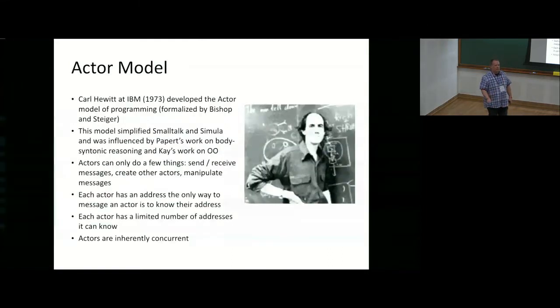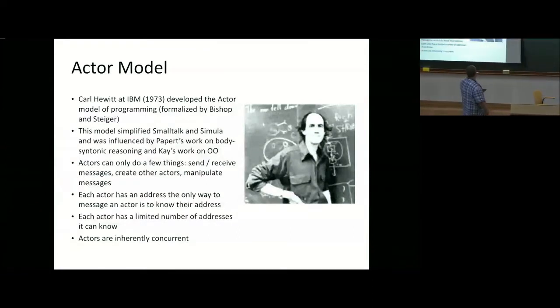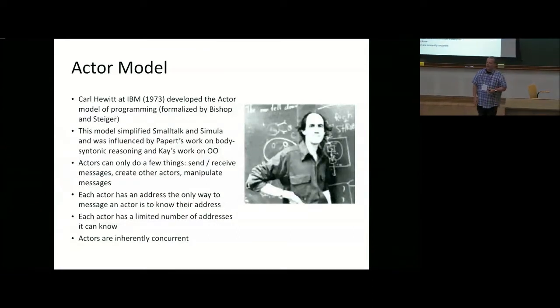I think it's important to mention a couple more strains of thought that led to agent-based modeling. So a guy named Carl Hewitt at IBM developed the actor model of programming, which was eventually formalized by Bishop and Steiger. This model simplified Smalltalk and Simula. It was influenced by Papert's work on body syntonic reasoning at the same time, and Kay's work on object-oriented programming. So now everything comes together, in some ways. And the actor model is really cool. The actor model basically is agent-based modeling as a programming language, right?